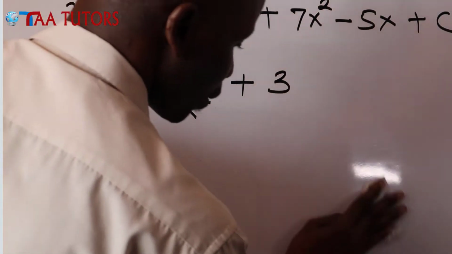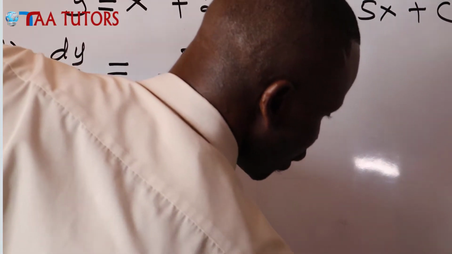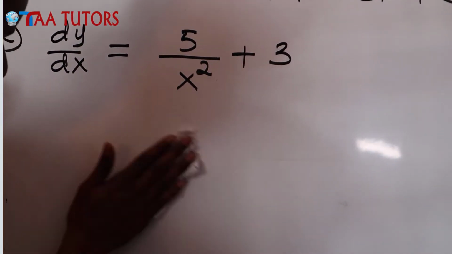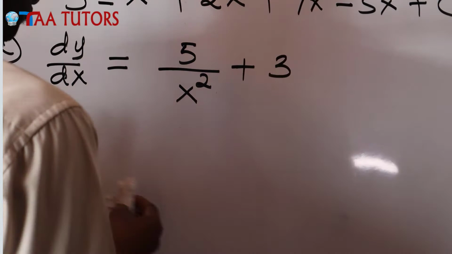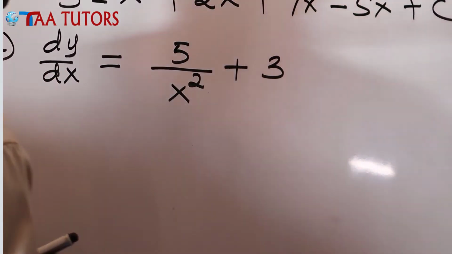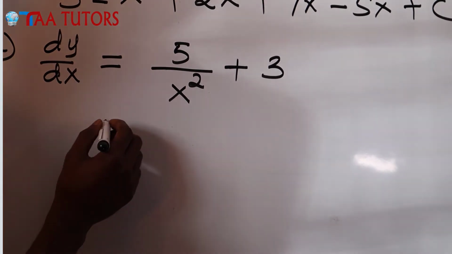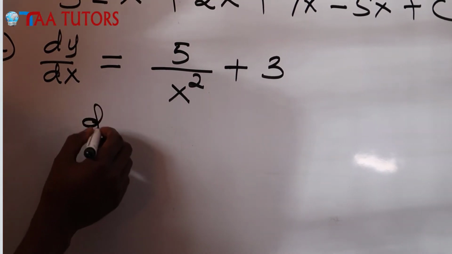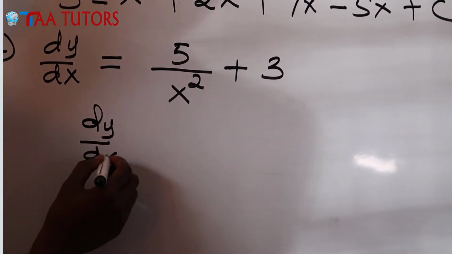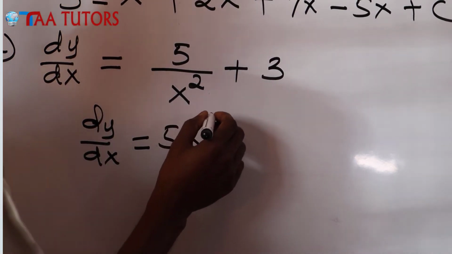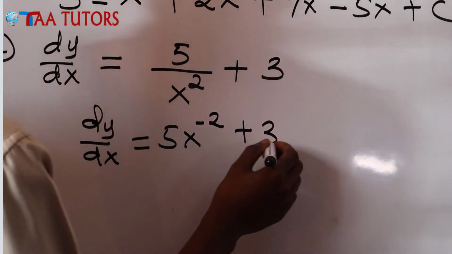We first of all have to rewrite this particular function in terms of a linear one without fraction. We remove the fraction, meaning we get the reciprocal of 1 over x squared, which is the same as dy/dx equals 5x power negative 2, then plus 3.